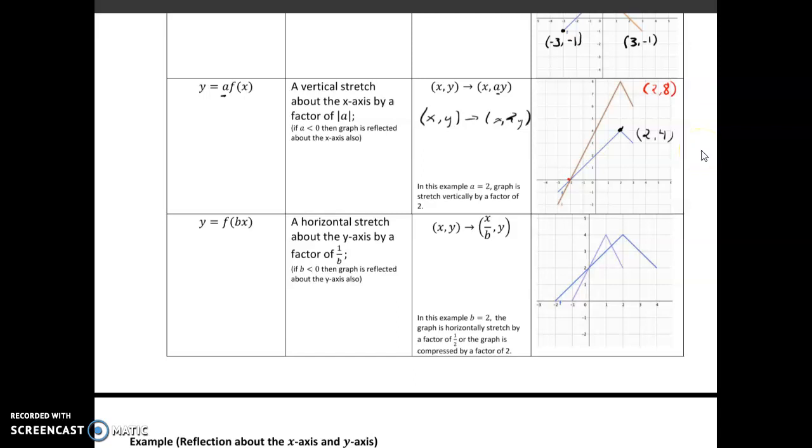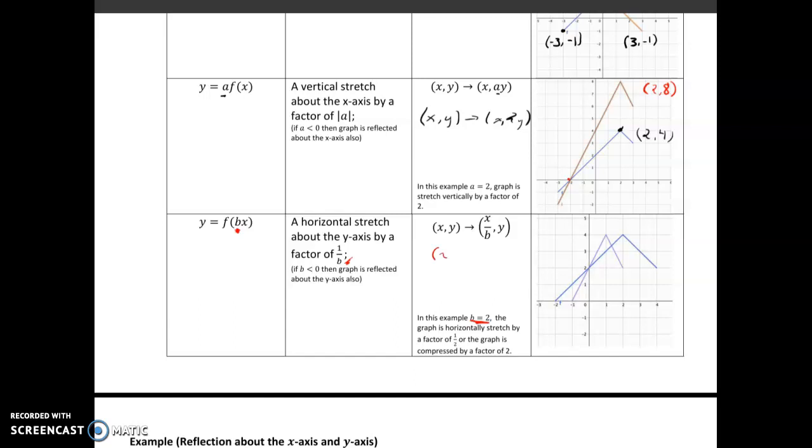Now, if you notice, we attach another parameter b in front of the x. This is called a horizontal stretch about the y-axis by a factor of 1 over b. Here, the blue is the parent function again, and the purple is the transformed function. In my example, b is 2, so if I horizontally stretch this, I'm going to stretch it by a factor of 1/2.